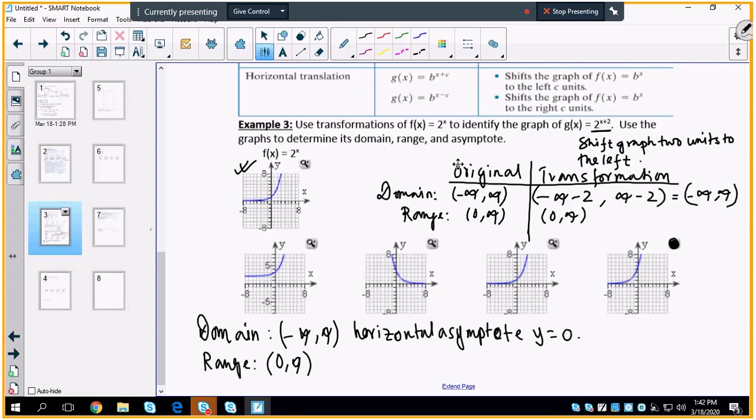And the asymptote, again, this is in terms of y. The asymptote is horizontal at y equal to 0. I did not change anything for y, so it remains y equal to 0. So either I can answer this question from the graph or just answer it from the basic information about the exponential function and understanding the shift. Let's do a couple more.